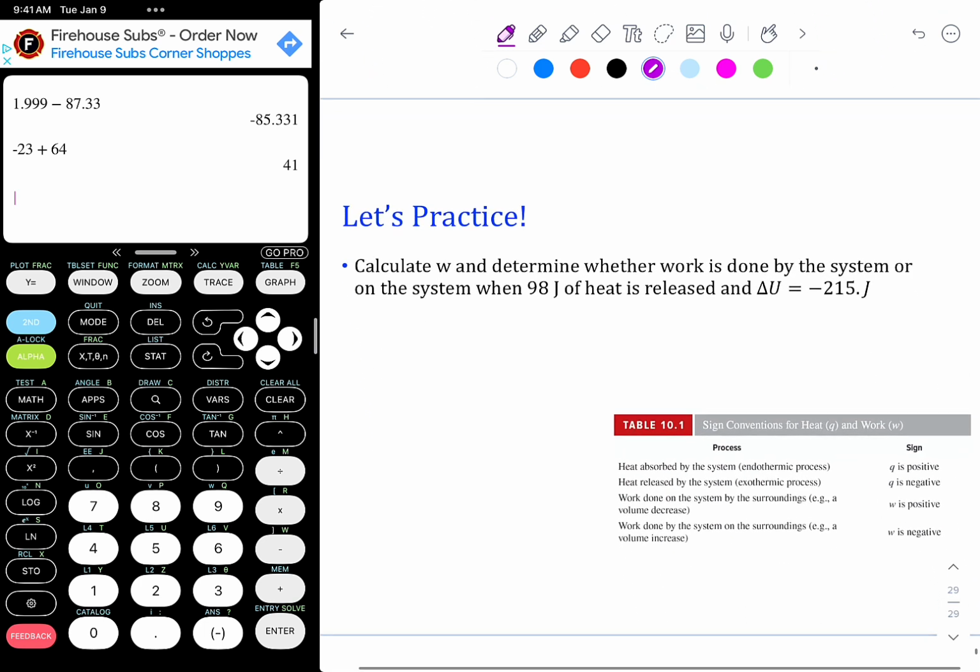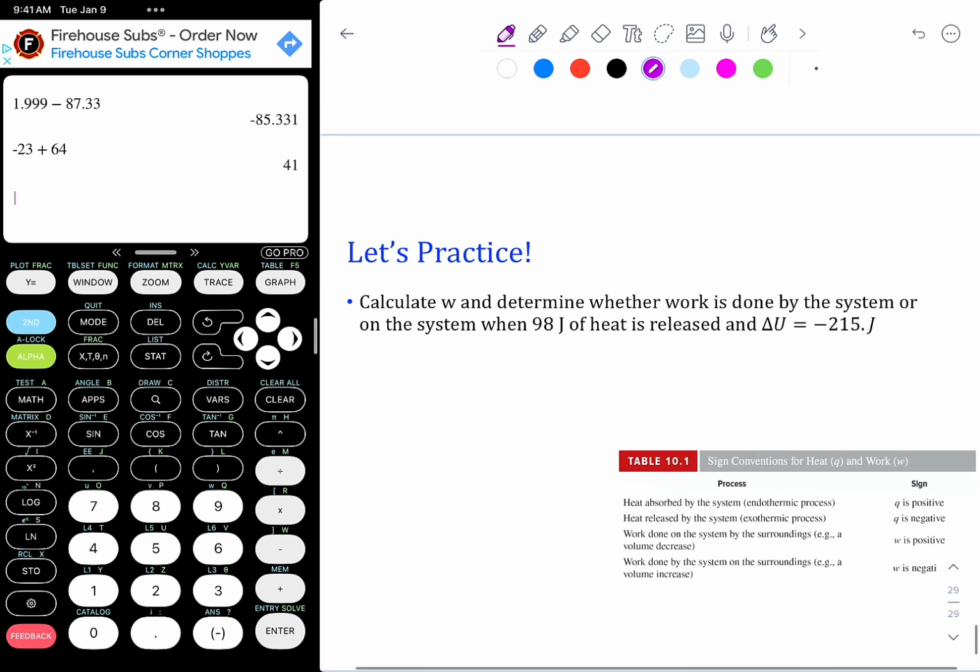Let's do another one just for good measure before we finish up this lesson. Calculate W and determine whether work is done by the system or on the system when 98 joules of heat is released and the delta U is equal to negative 215 joules. So pause this video and try this problem independently, showing that you understand the concept.